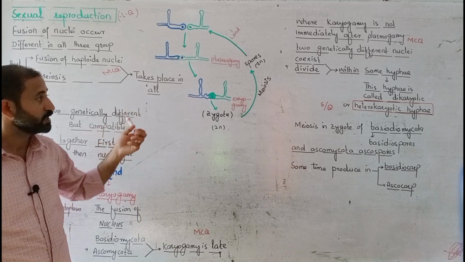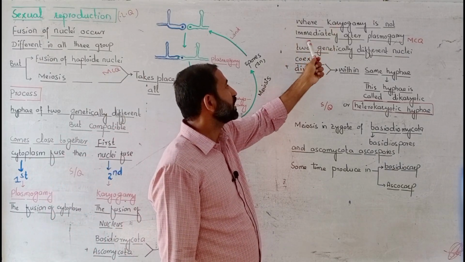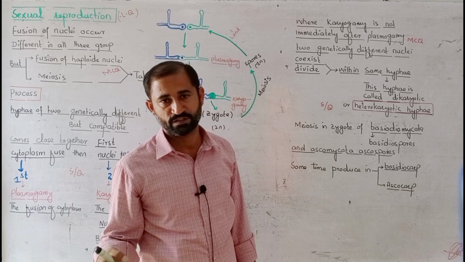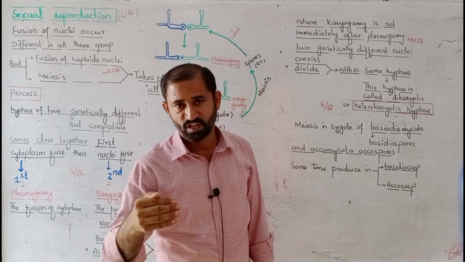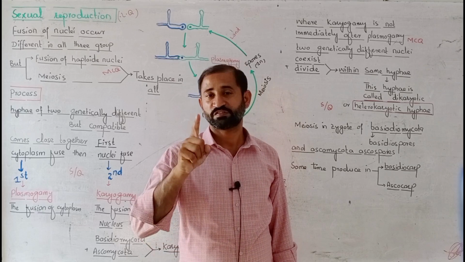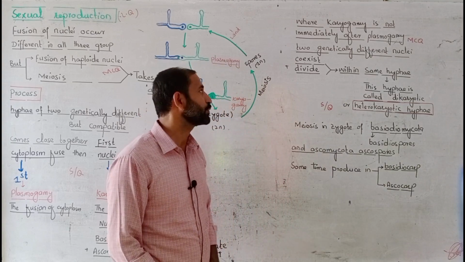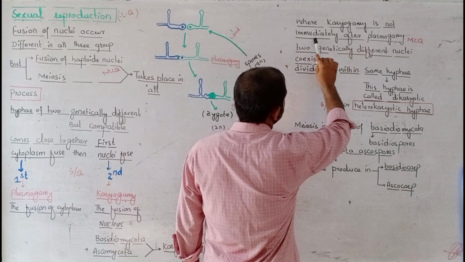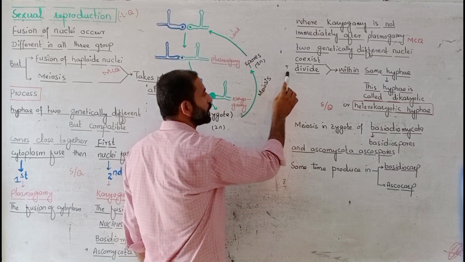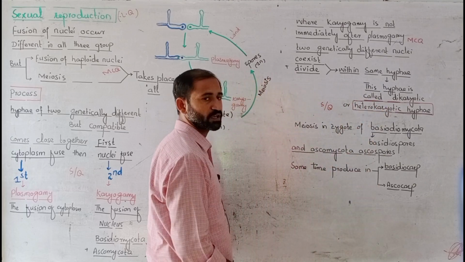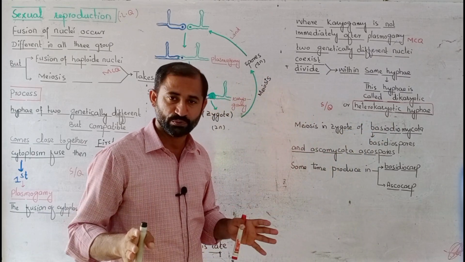So that was all about the theory of how fungi reproduce through sexual reproduction. And lastly, in the two groups Ascomycota and Basidiomycota, karyogamy does not occur immediately after plasmogamy. So the hypha contains two genetically different nuclei. That hypha is known as a dikaryotic hypha or heterokaryotic hypha, where two genetically different nuclei coexist and divide within the same hypha.